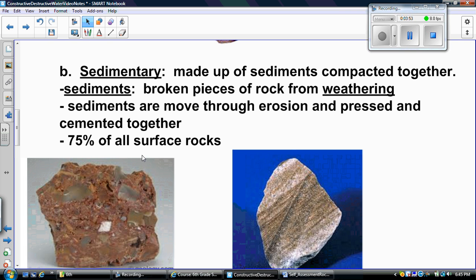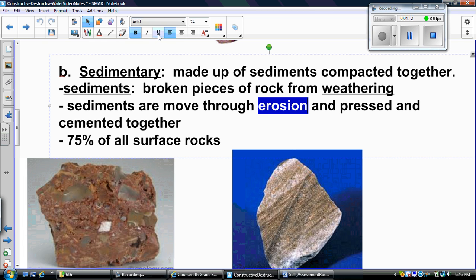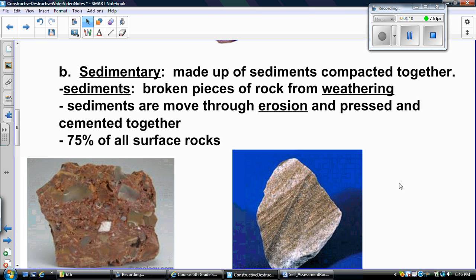And what happens is weathering, which is a process through wind, water, or ice, that breaks pieces of rocks down into smaller pieces. Those are called sediments. Those sediments are moved through erosion and pressed and cemented together. Erosion, I'm going to underline that word because it's an important word. Erosion is the movement of those sediments. So again, wind, water, and ice can move sediments, and when they get moved and then pressed together, that can form sedimentary rocks. 75% of all our surface rocks on the Earth's crust are sedimentary rocks.